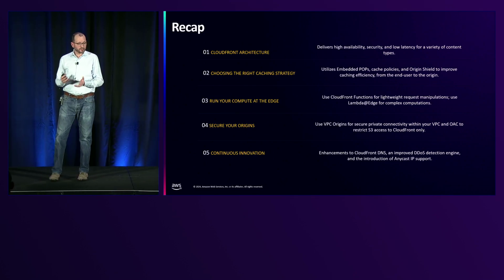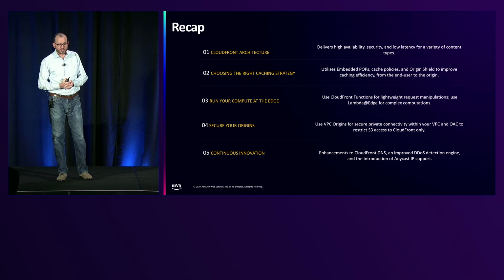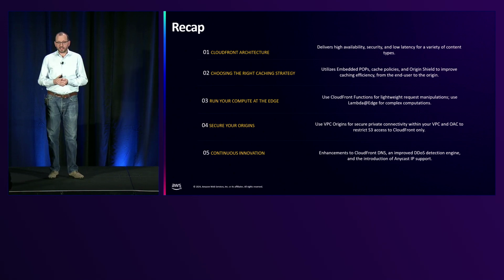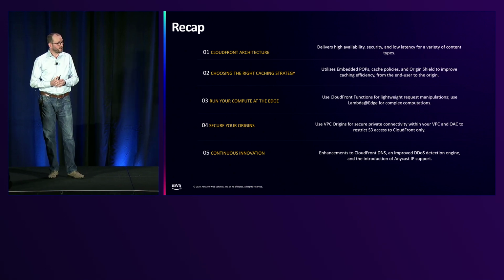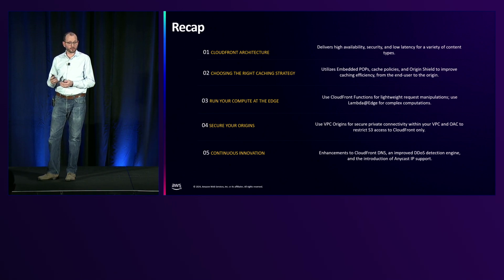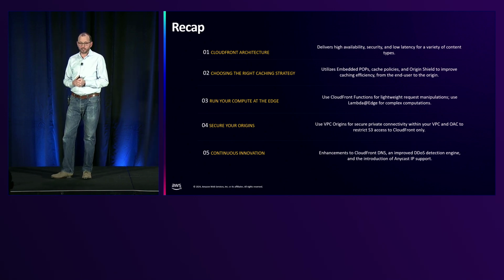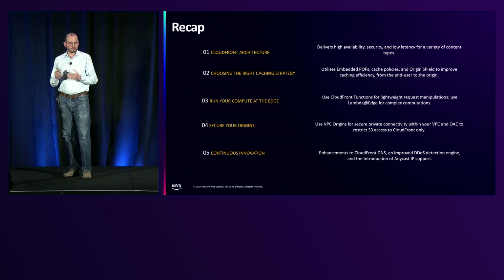Next, for a caching strategy, so you can use embedded POPs to get large files even closer to your viewers inside the ISP networks. You can make use of cache policies and origin shield to maximize what's cached for fastest site performance and minimum hits to your origin. We talked about compute at the edge. Two options: CloudFront Functions for lightweight request manipulation right at the CloudFront POP, and then Lambda at the edge for a robust serverless compute environment.